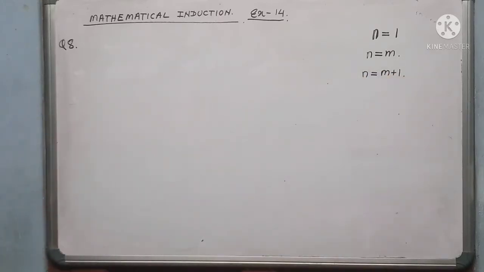If all the three steps are true, then we can say the given mathematical induction is true. In this way, you put n equals 1, then n equals m, then n equals m plus 1, where n is a natural number.